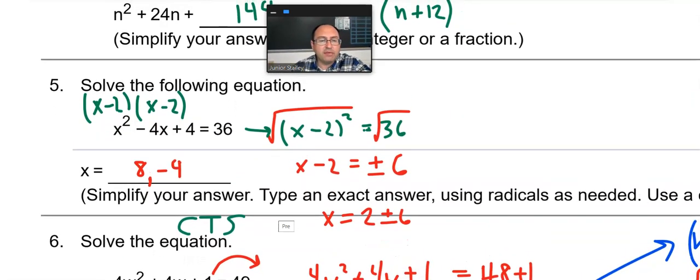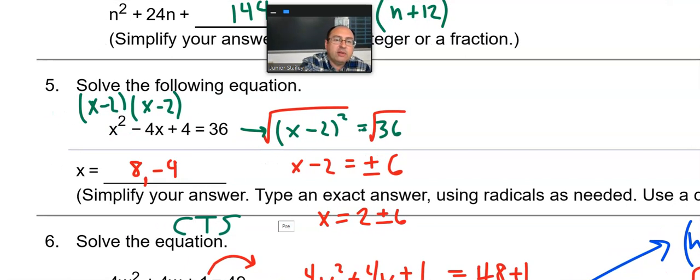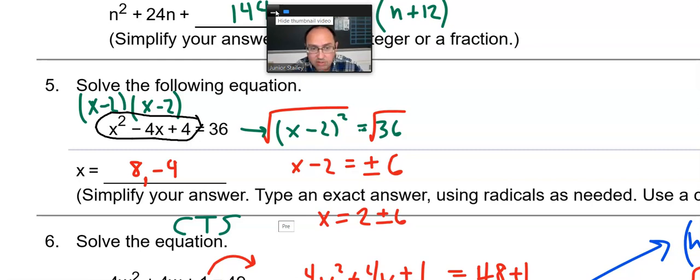Okay, question 5. So here's where we're actually solving the question. Now, you'll notice that this right here already is a perfect square. I can factor that into x minus 2 times x minus 2.